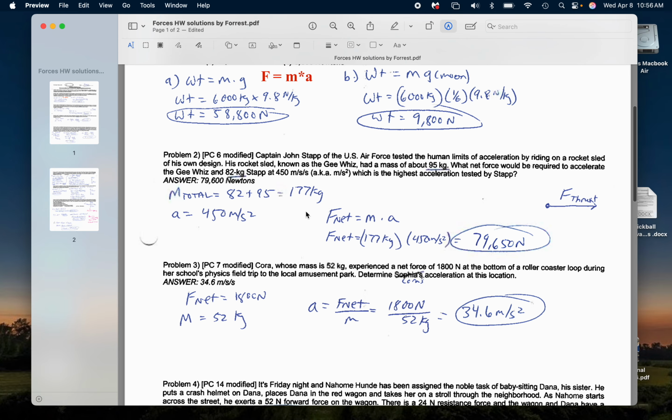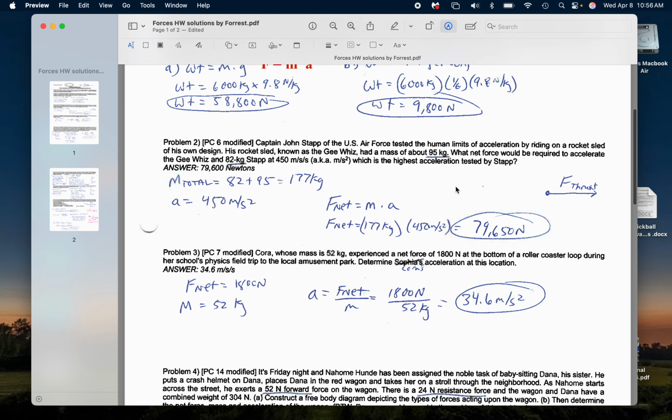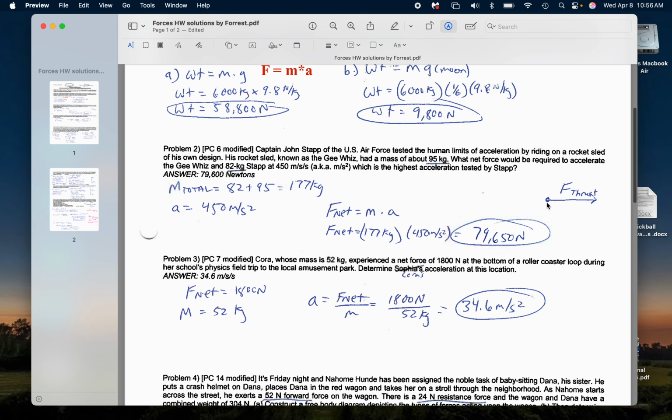For PC2, I'm going to look at this problem. So it's asking about the acceleration of an 82 kilogram person who's in a 95 kilogram sled, and that acceleration is 450 meters per second squared. And so it's actually asking about the net force. So in this case, I go back to Newton's second law. The total mass is the sled plus the person. That's 177 kilograms. Acceleration 450 meters per second squared. So around 79,650 newtons. If I think about that as a free body diagram, it literally is just one force in this case.